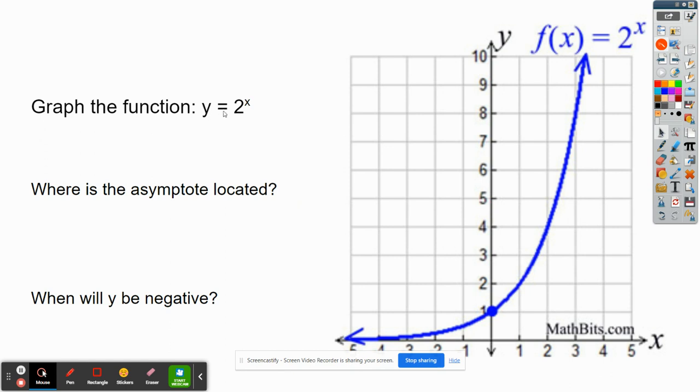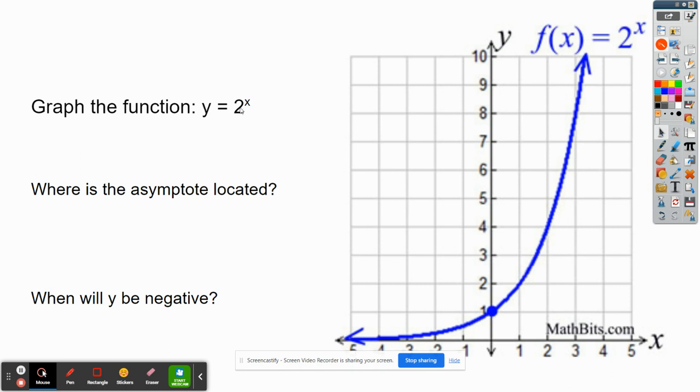So in this case, it says graph y equals 2 to the x. Here is that one graphed for you. You'll notice the y-intercept is at 1. The y-intercept is when x is 0. So if you substitute the number 0 into this function, you would have 2 to the 0 power. And anything to the 0 power is 1. So that will always intersect at this point 1 here.